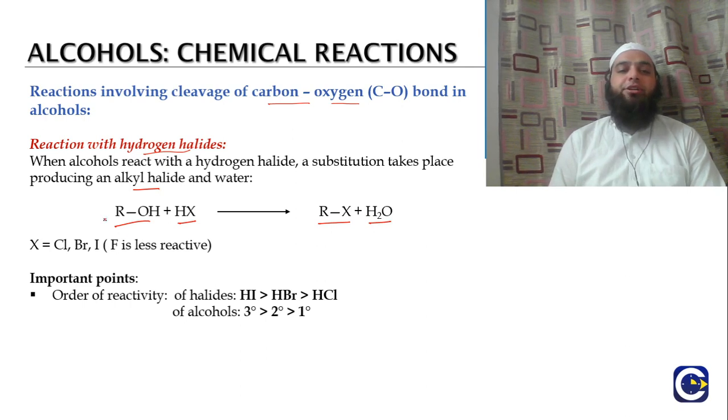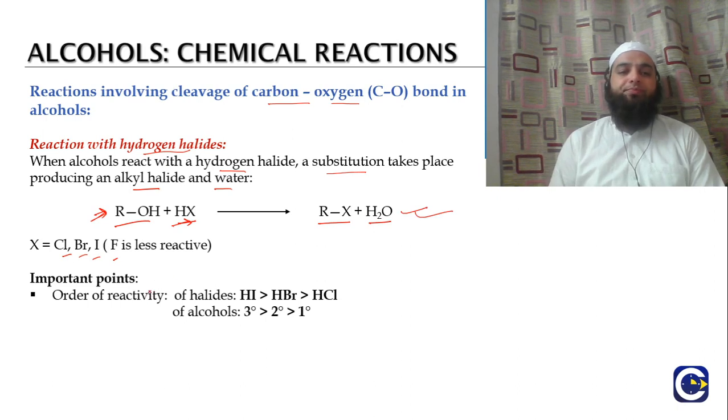So the reaction is between an alcohol and a hydrogen halide. The hydrogen halide HX here, X represents a halogen, which can be chlorine, bromine, or iodine, any of these three. Since fluorine is less reactive, hydrogen fluoride is not that reactive with the alcohols under normal conditions. So when alcohols react with the hydrogen halides, a substitution takes place, producing an alkyl halide and water. That is depicted by this general reaction here.